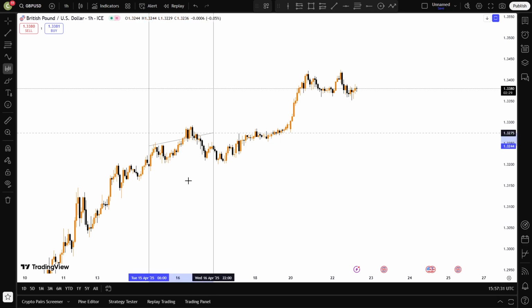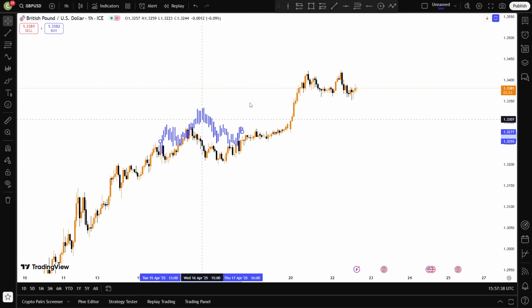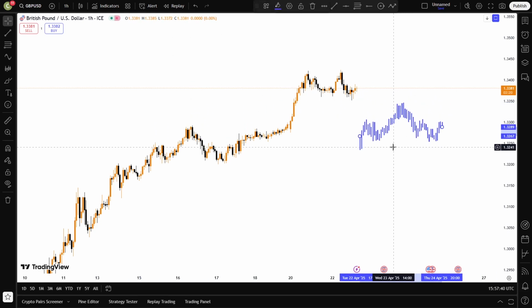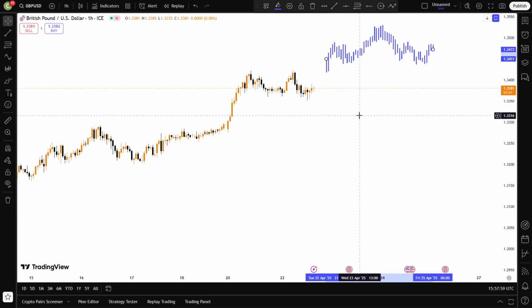the bar sequences from one range to the other. And as you can see, I have a replica of what happened, and I can just paste it at anywhere and then try to understand the structure or try and see if price will repeat that similar movement in the future.